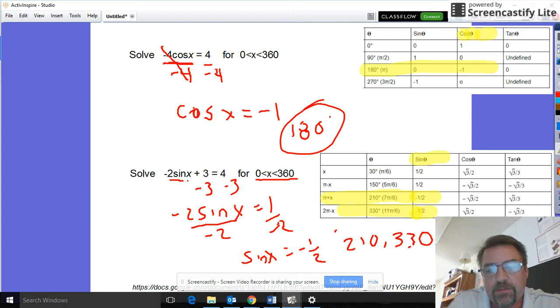And don't write that as a point. Use braces like this to show that it's not a coordinate point like an x and y coordinate. So those are just the two answers for the solution to the equation.